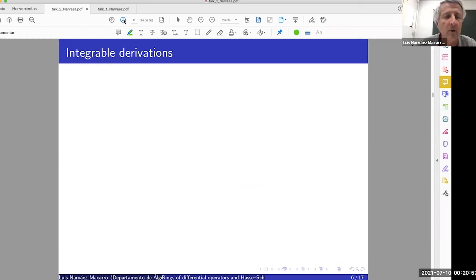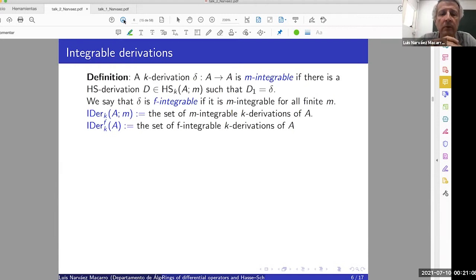So let's give an important notion. What is an integrable derivation? An integrable derivation in our K-algebra A, or an M-integrable derivation, is a derivation delta such that there exists a Hasse-Schmidt derivation D such that the one component of this Hasse-Schmidt derivation is delta. Okay. So in that case, we say that delta is M-integrable. And we can say that delta is finite integrable if it is M-integrable for all finite M. And we say that it is infinite integrable if there is an infinite Hasse-Schmidt derivation such that D1 is delta.